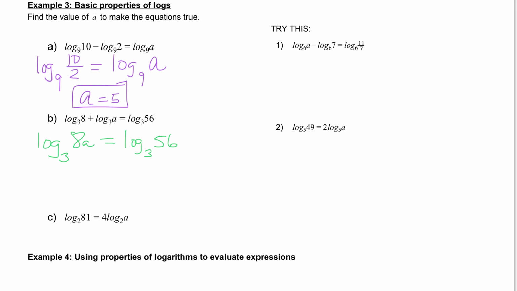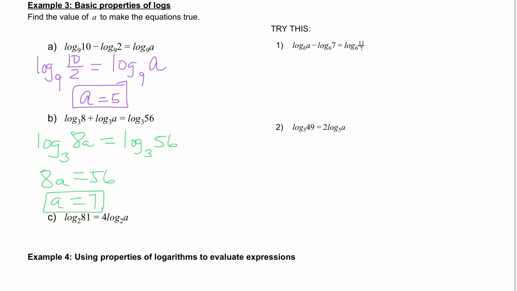3 of 56. So then if we're taking the log base 3 here and the log base 3 here, what we're taking the log of has to be the same. So we can say that 8A has to equal 56. And if 8A is equal to 56, we can divide both sides by 8, giving us A equal to 7.